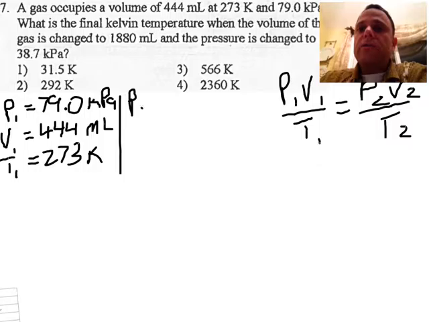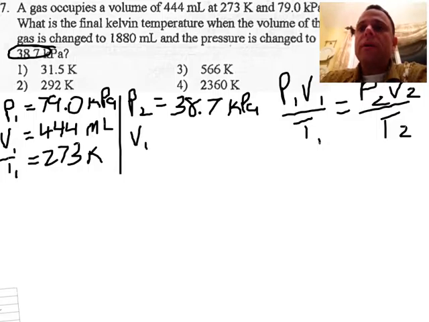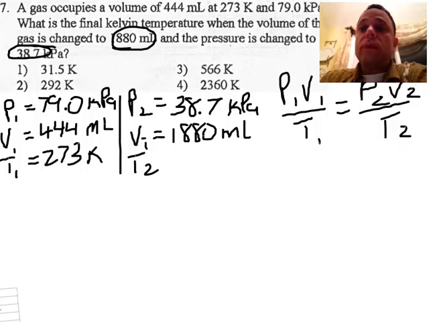My P2 is right here, 38.7 kilopascal. My V2 is 1,880 milliliters. And my T2, ooh, that was supposed to be V2. My T2, well, that is my unknown. Make that a question mark.